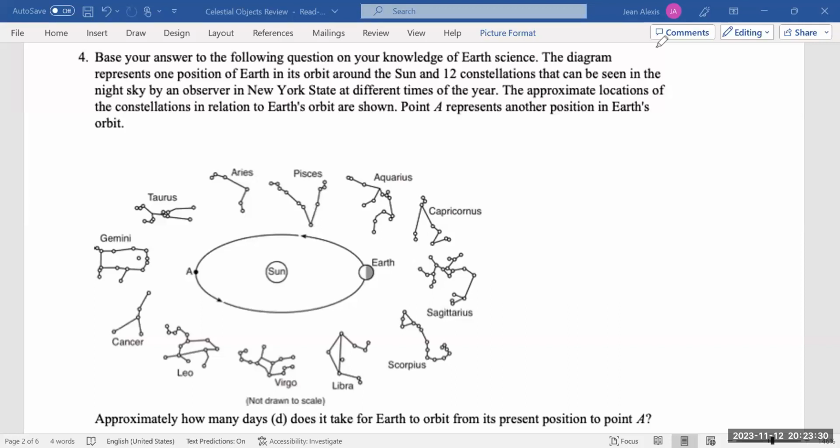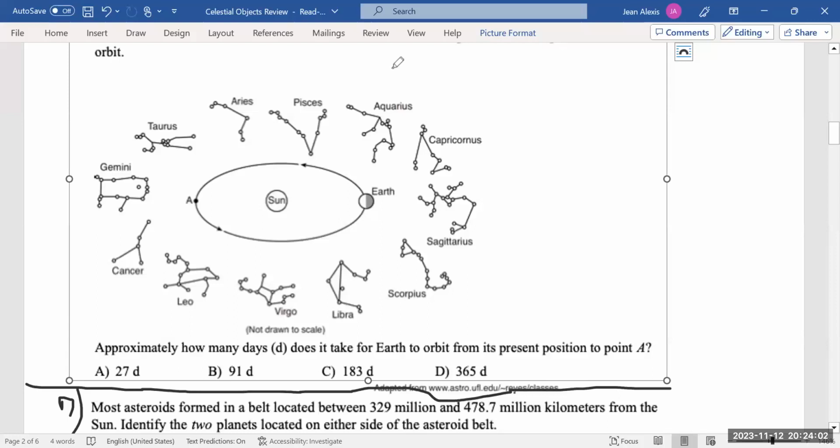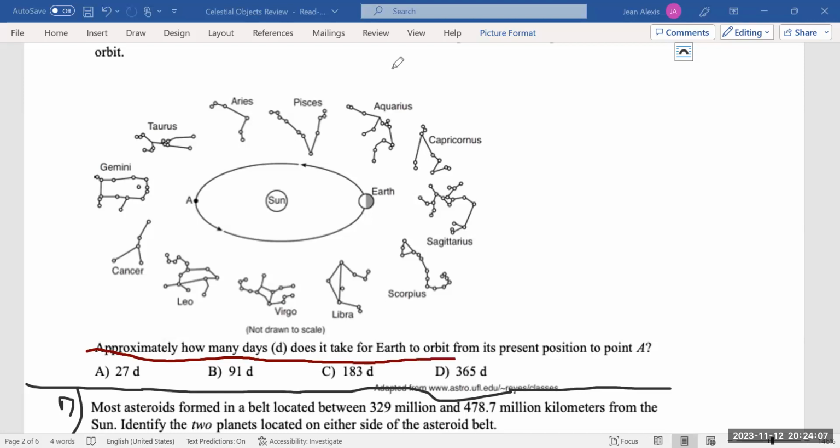Number four, it says, base your answer to the following question on your knowledge of Earth science. The diagram represents one position of Earth in its orbit around the sun and 12 constellations that can be seen in the night sky by an observer in New York State at different times of the year. The approximate locations of the constellations in relation to Earth's orbit are shown. Point A represents another position in Earth's orbit. It asks, approximately how many days does it take for the Earth to orbit from its present position to point A?